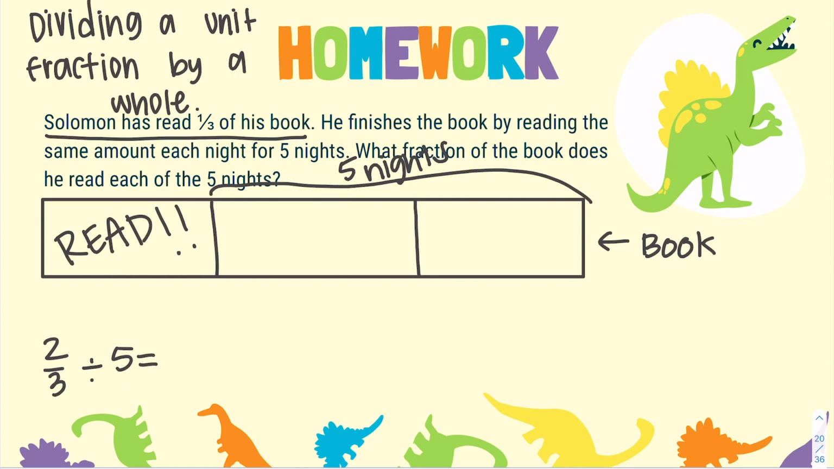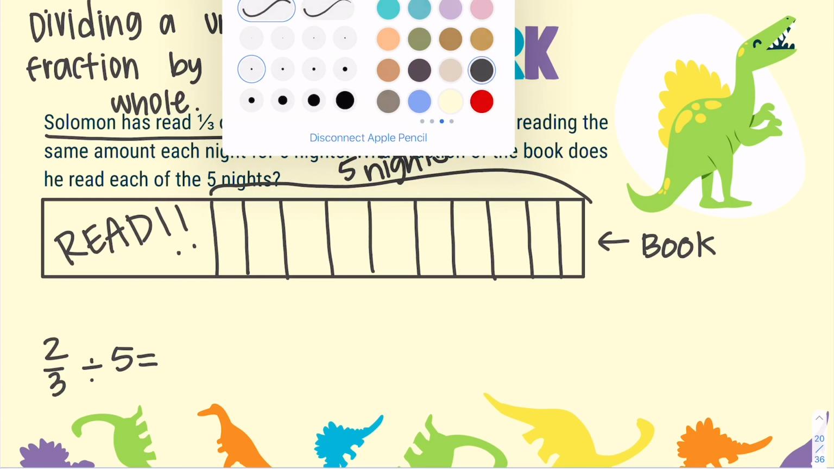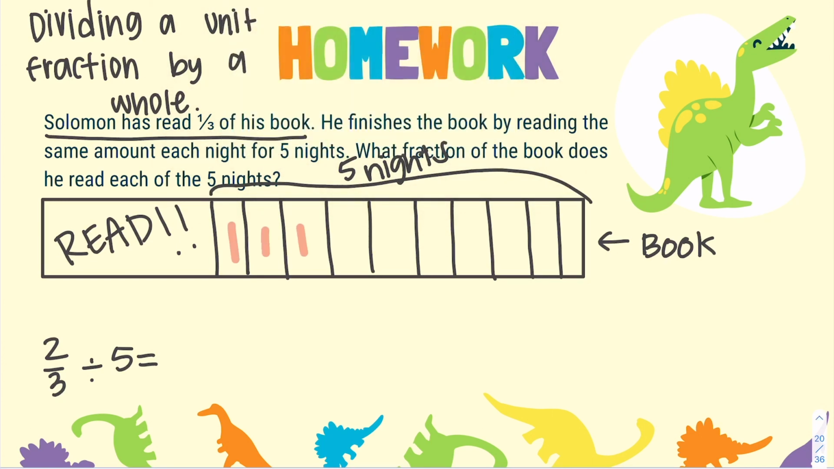Let's go ahead and start working on it. What we're going to do first is split each third up into fifths. That means I'm going to draw 4 lines in between, because then that will give me 1, 2, 3, 4, 5 little parts, and that's what we need. Now we have 5 parts in each of the wholes. And let me just make a box. So this was 1/3, and this is another third.